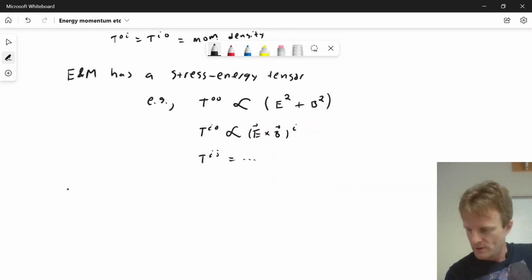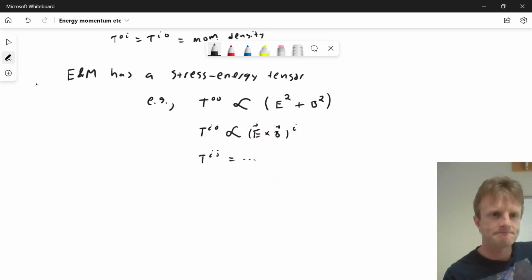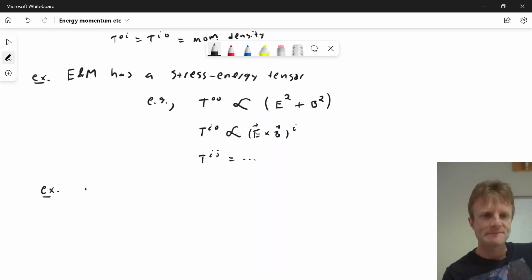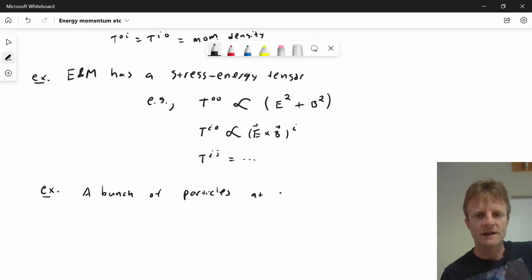Now let's do another example. So I guess E and M was an example, but I didn't do it in much detail. Let's do one that's much simpler that we can write out explicitly. So let's just consider a bunch of particles at rest in some frame.